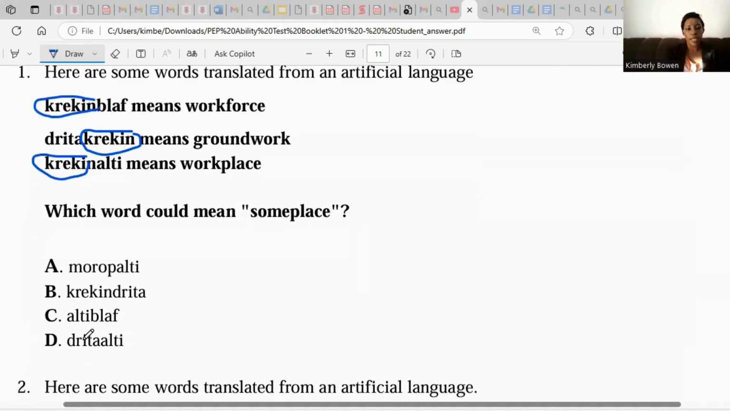Currently, three words here have alti. Now, if we look, we see drita here, which is ground, so we can see it with the word groundwork. So it could not be D. When we look at alti bluff, alti is at the beginning and place is at the end, so it wouldn't be alti bluff. It's not cracking drita, because cracking is work. So the correct answer is more up alti, because alti is at the back here, and we can assume that more up means some.